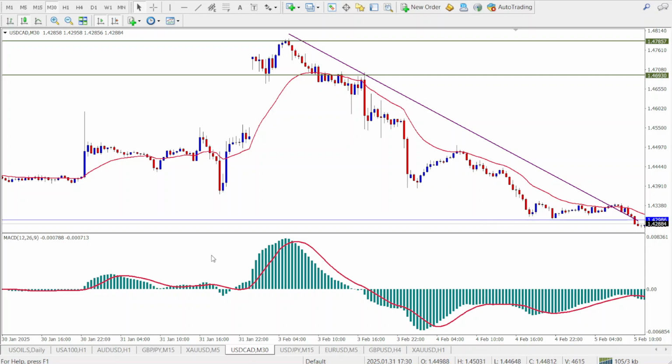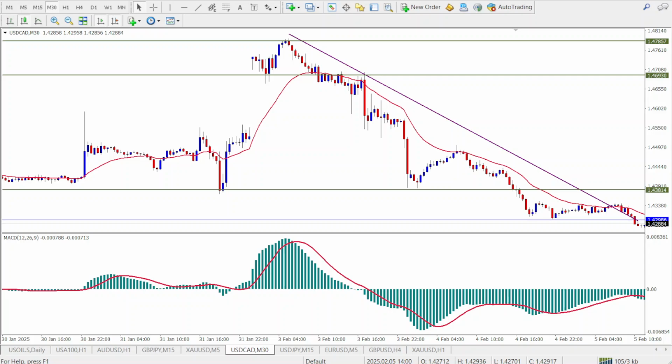If you find a bullish crossover, then of course you should be looking for buy trades. But if the bullish crossover occurs near a strong support, it's a better confirmation for a buy. And if you find a bearish crossover occurring near a strong resistance, it's a stronger sell signal.